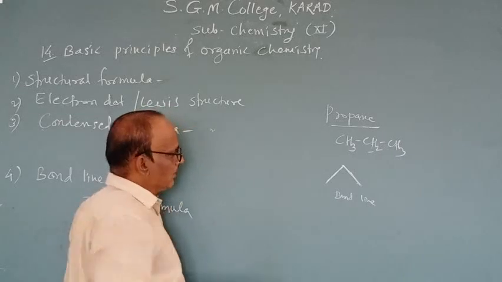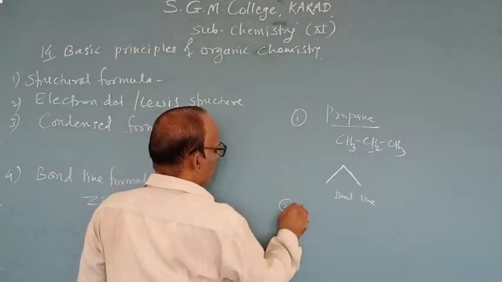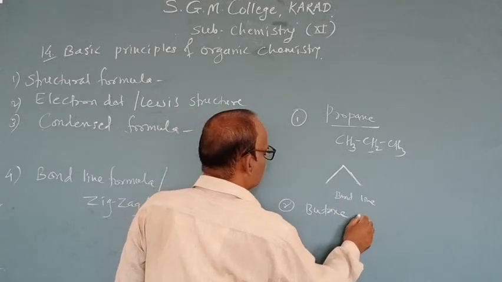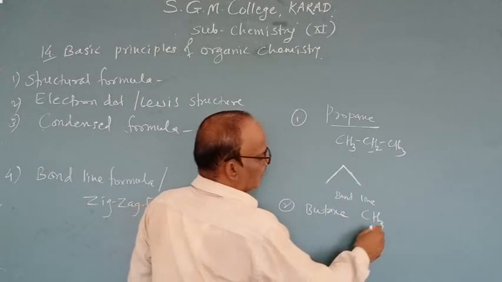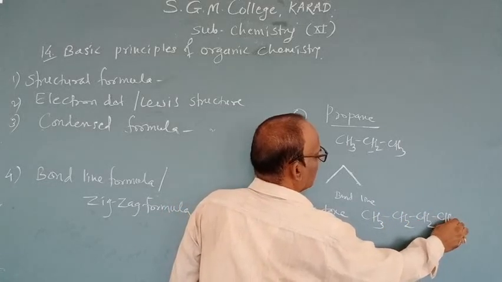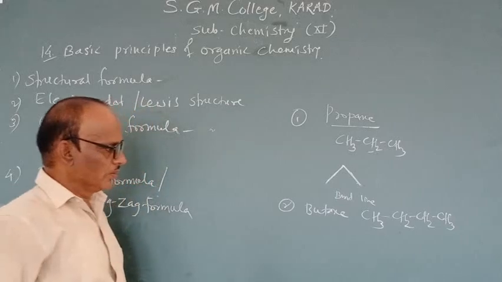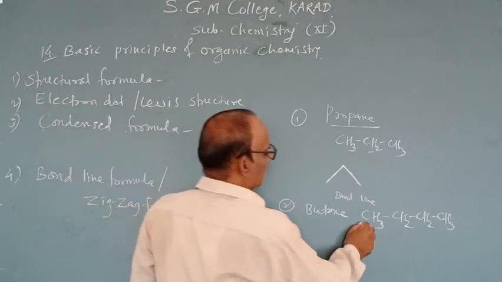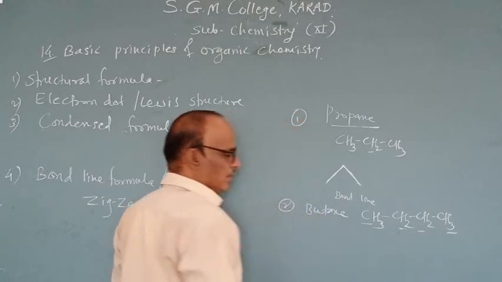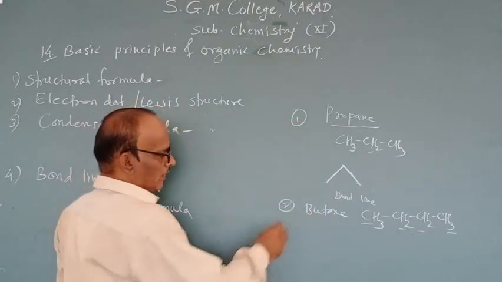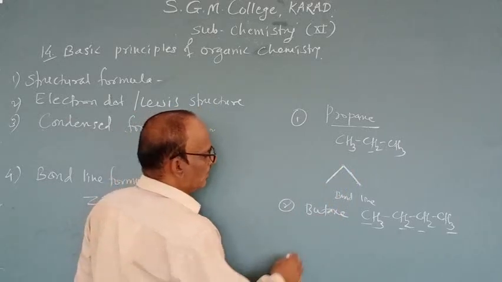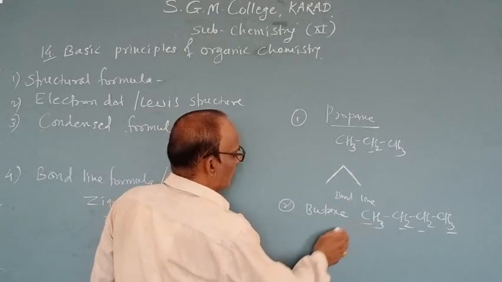If you take another example, butane. The formula of butane is CH3, CH2, CH2 and CH3. So in butane, the first group is a methyl group, the last one is also a methyl group, and the middle carbons are CH2 groups. So the CH2 group is present at the intersection of these two bonds. So a zigzag line can be drawn for this butane.